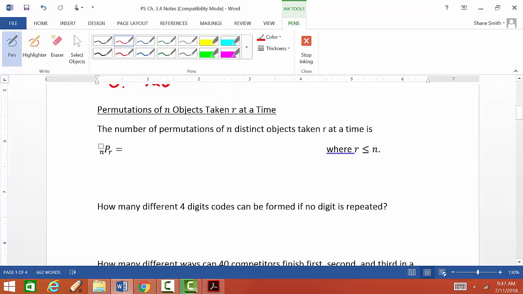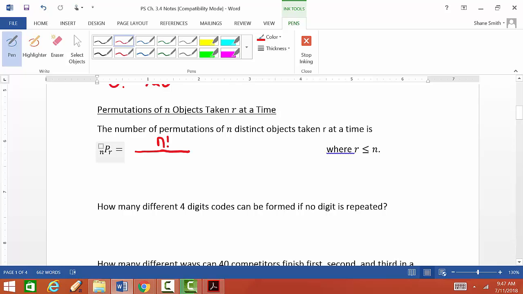So the next one is we want to find the number of permutations of n distinct objects taken r at a time. So to find out how many ways we can do this, basically we have a group of n objects, and then we're taking r of them and permutating them. So to do this, we'll take n factorial, which is how many ways we can rearrange all of the objects, but we don't care about the ways that we can rearrange the objects we aren't selecting.